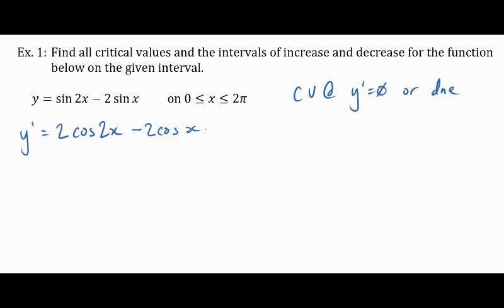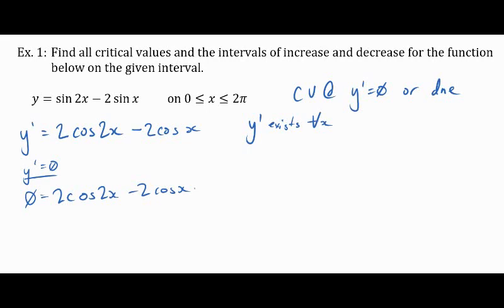Okay, y prime exists for all x. So we're good with that. So where does y prime equal 0? This is where it gets tricky. 2 cos 2x minus 2 cos x. Well, first of all, I'm going to divide out a 2 and just be done with that. And I could write that as a line, or I could do that in my head. Then I have to figure out what to do.